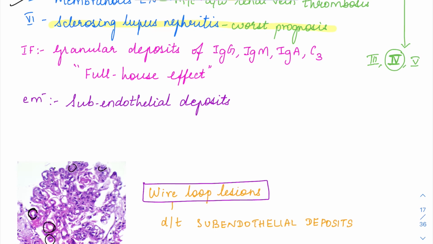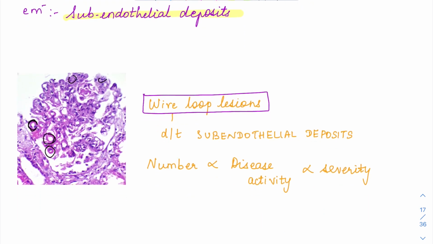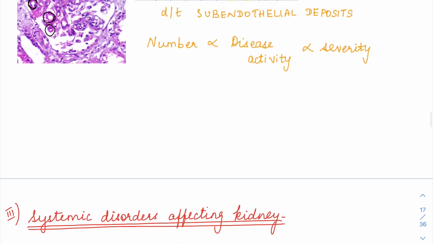And other than that, being an immune complex disorder, you are going to have granular immunofluorescence. The most important thing about SLE is that immunofluorescence can be demonstrated with all kinds of immunoglobulins and all kinds of complements, basically IgG, IgM, IgA, C3, every kind of thing you can put. That is why it is called the full house effect. Everything is going to react. So it's called a full house effect, and the deposits were subendothelial deposits. The number of wire loop lesions will also depend upon the number of subendothelial deposits, and that will determine the severity of the disease as well.